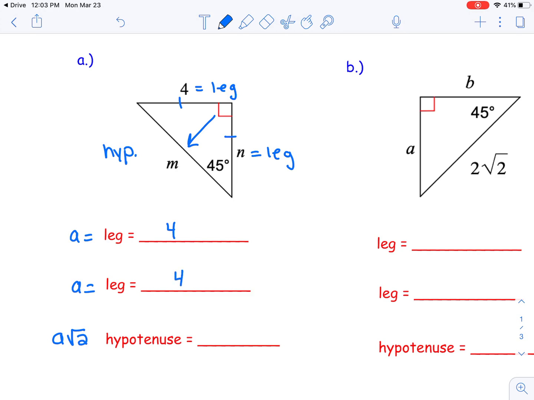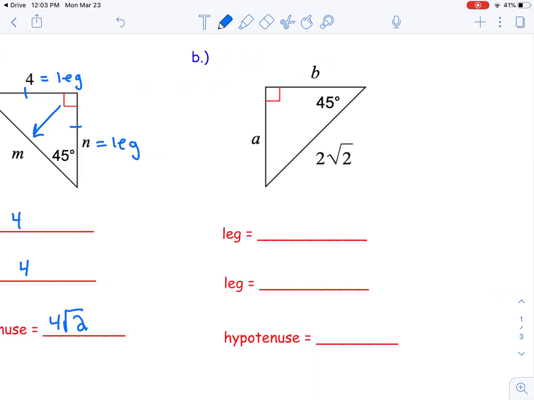So this one's pretty easy because I'm given a leg. So then this is going to be 4 radical 2. So if you're given one of the legs on a 45, 45, 90 triangle, that's your easiest problem. Let's look at the next example.